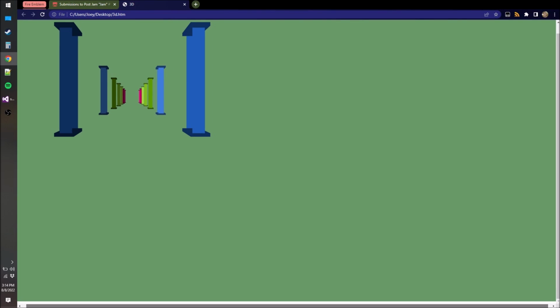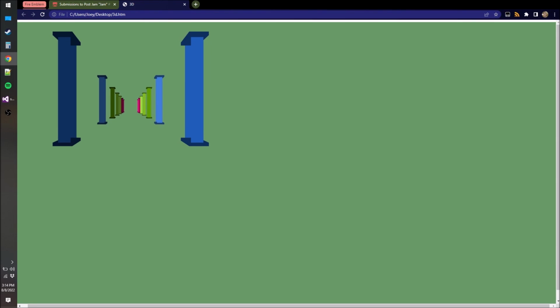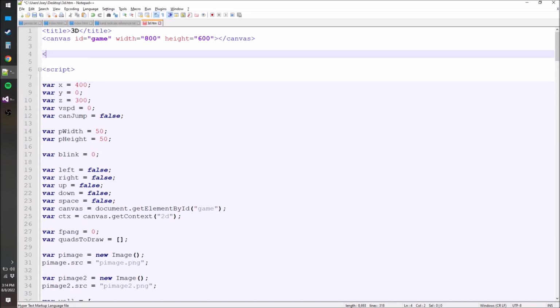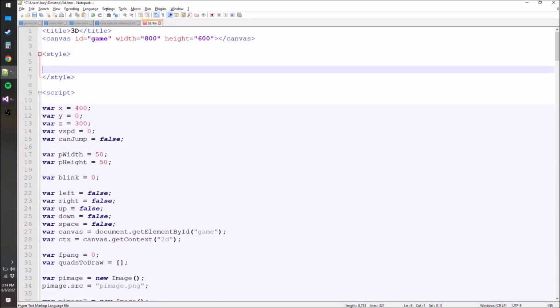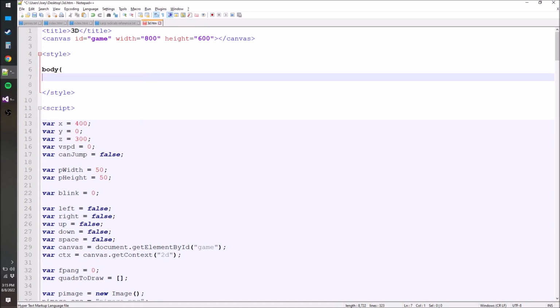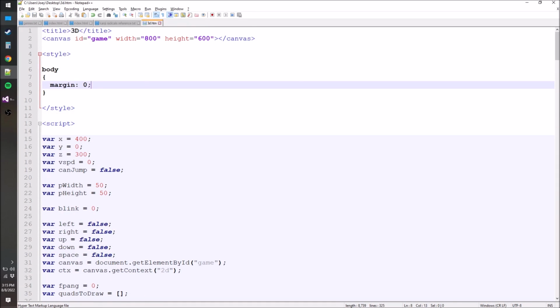Great, but now we have these scroll bars here. There's a little bit of a margin at the top of the page. How do we get rid of that? One way is we could just add style up here, add body, margin 0, I think. Would that work? There it is, no scroll bars.